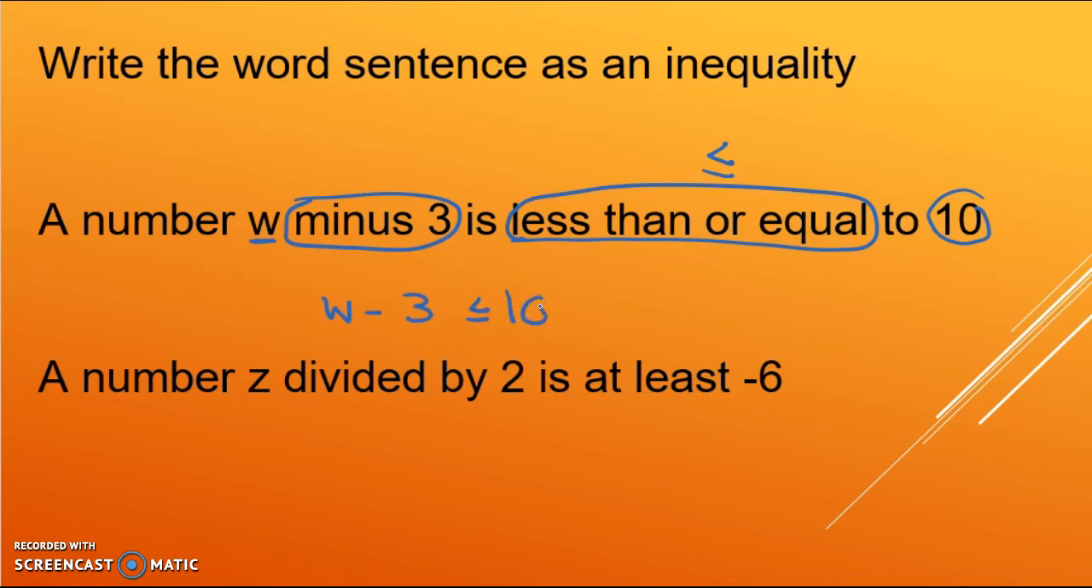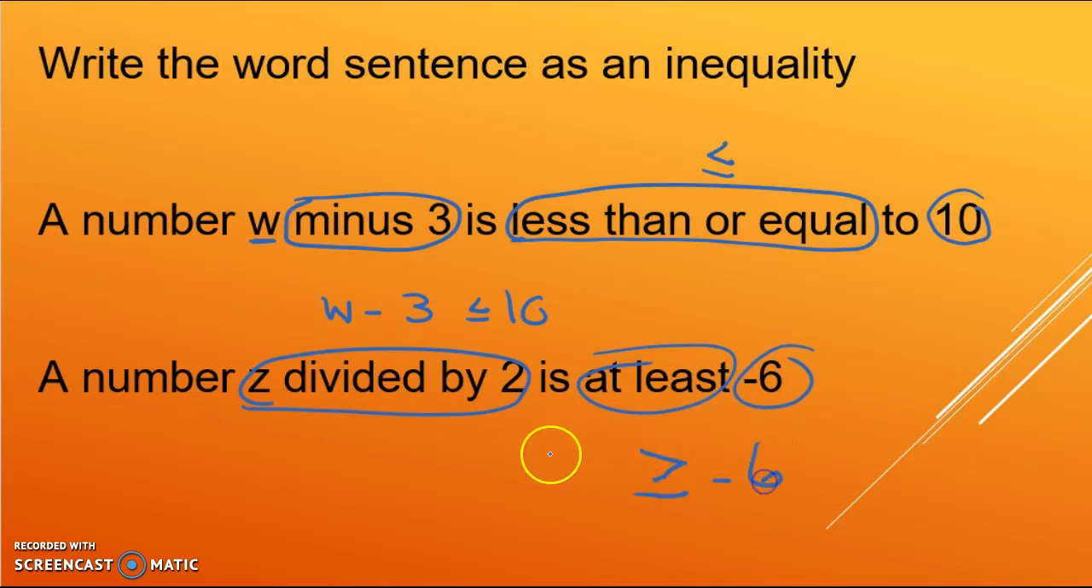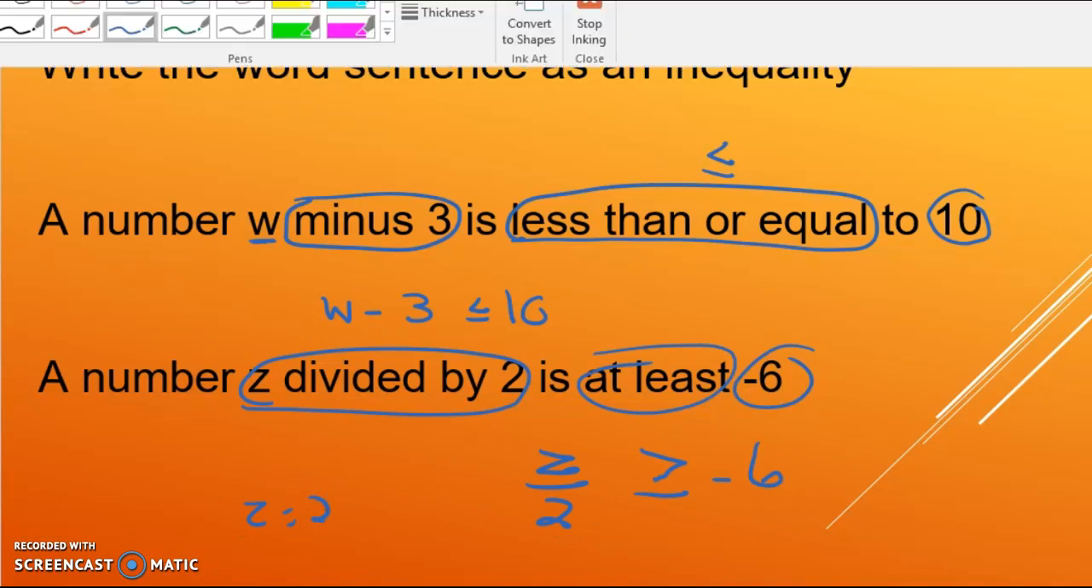Our second one says a number z divided by 2. At least, and then we also have negative 6. So at least means greater than or equal to negative 6. And then z divided by 2. Remember, we write division as a number over another number. We don't want to write it the old way anymore because we're not going to see it like that anymore.